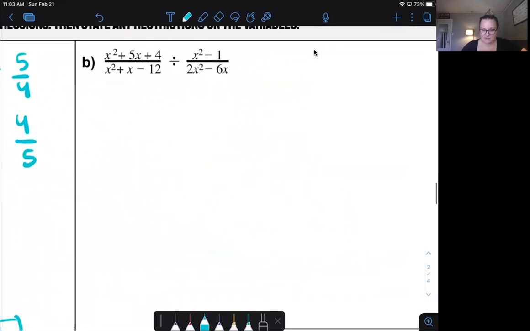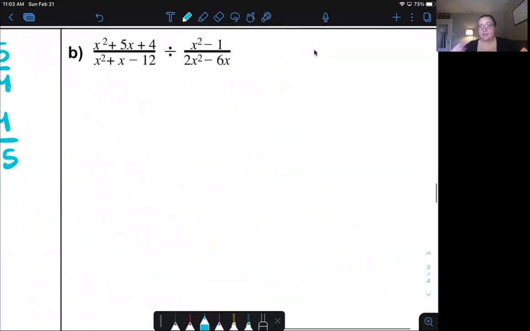Why don't you try this one? So remember, step 1, change it to multiplication. Step 2, factor and simplify. Step 3, state your restrictions. Go ahead and press pause and then press play when you're ready to check your work. Good luck.